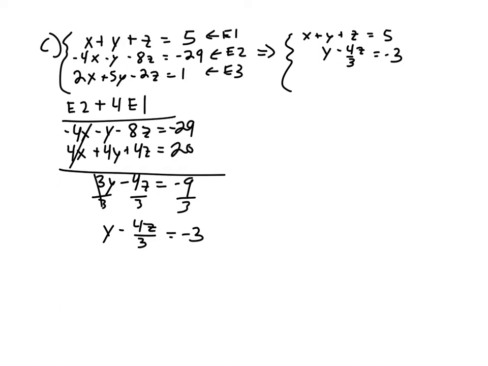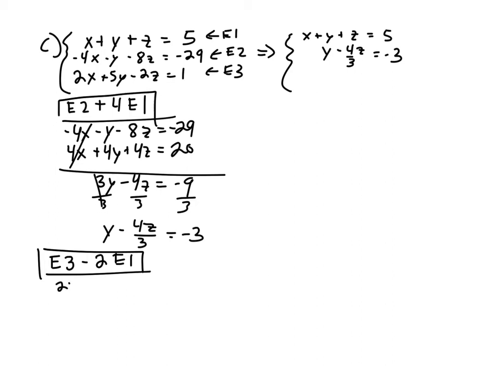And so the first thing we need to do is get rid of the x, and then we'll get rid of the y. So to get rid of the x, let's see, I have 2x there, so 2x there. So if I do minus 2 times equation 1, that should do the trick. So let's go ahead and do that. So we'll have equation 3 minus 2 times equation 1. Okay, that should do the trick.